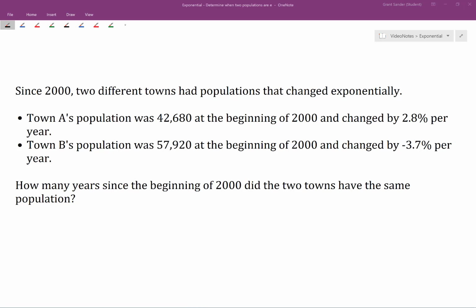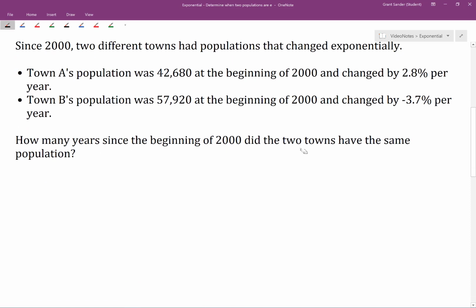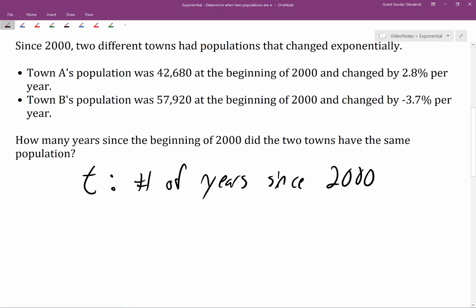Town A's population was 42,680 at the beginning of 2000 and changed by 2.8% per year. And then Town B's population was 57,920 at the beginning of 2000 and changed by negative 3.7% per year. And we want to know how many years since the beginning of 2000 did the two towns have the same population. So first of all, we're thinking about a number of years since the beginning of 2000. So let's define a variable to represent that. So let's let the variable t represent the number of years since the beginning of 2000. So we'll just write number of years since 2000.